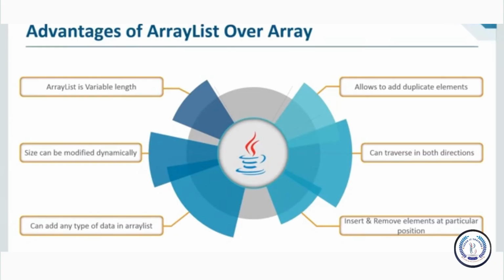Next, you can traverse an array list in both directions, that is, forward and backward, using list iterator. And it also allows you to insert and remove the elements at a particular position. So I hope you understood the concept of ArrayList and the difference between array and ArrayList.